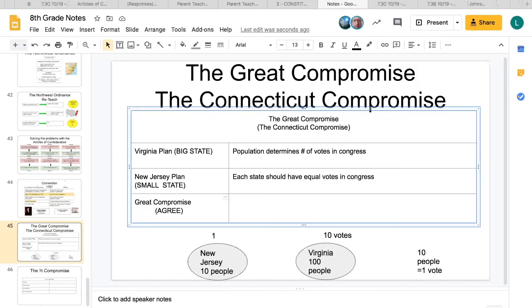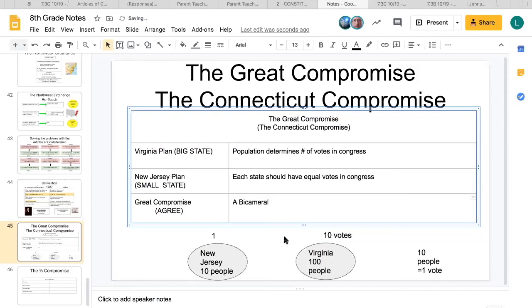And do you remember what they're going to agree on? I've already taught you this. That they're all going to have 2 legislators. And what is our academic word for 2 legislators? Bicameral.